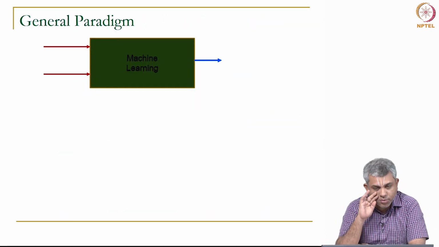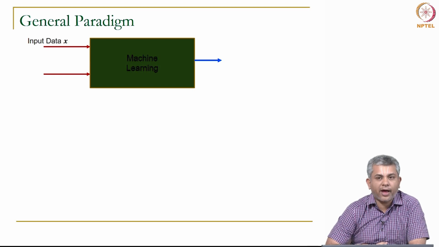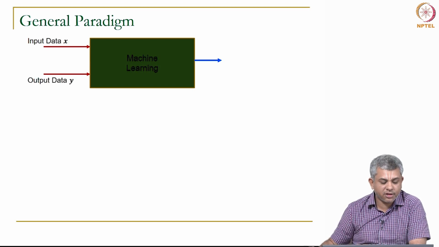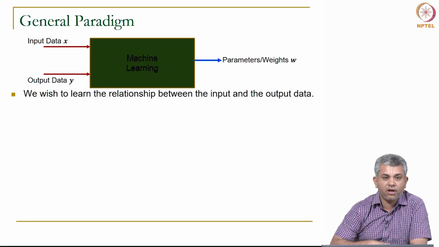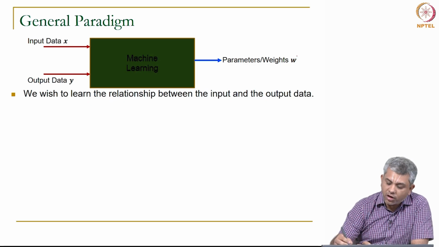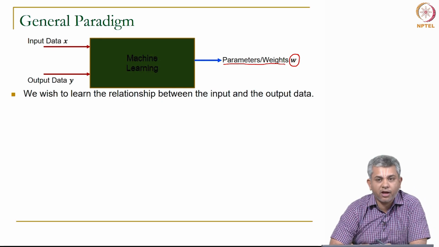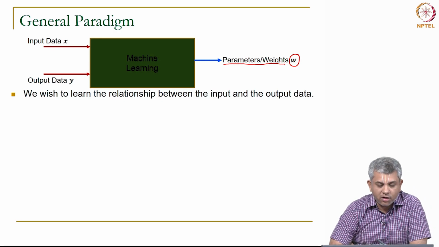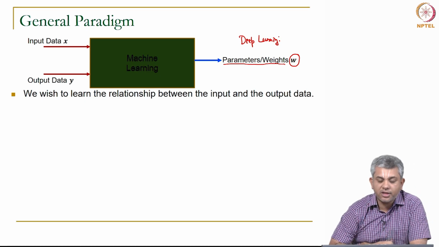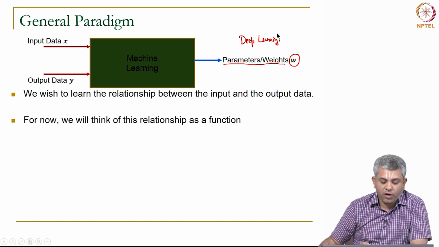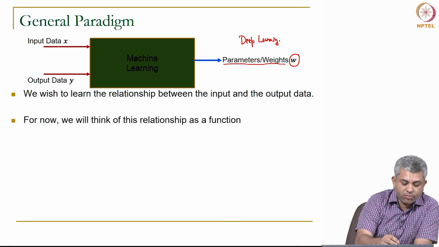Let us look now specifically at the machine learning paradigm. What comes in is the input data, and you also give the output data. And what we figure out are what are called parameters or weights. Please notice this word, this will be recurring for a long time till we go to week 9, because classical deep learning is all about learning the parameters or the weights. So, our task is to learn the relationship between these two.